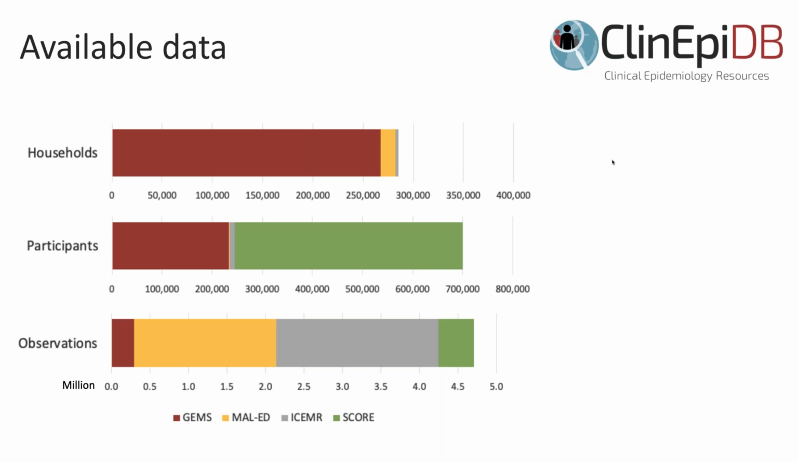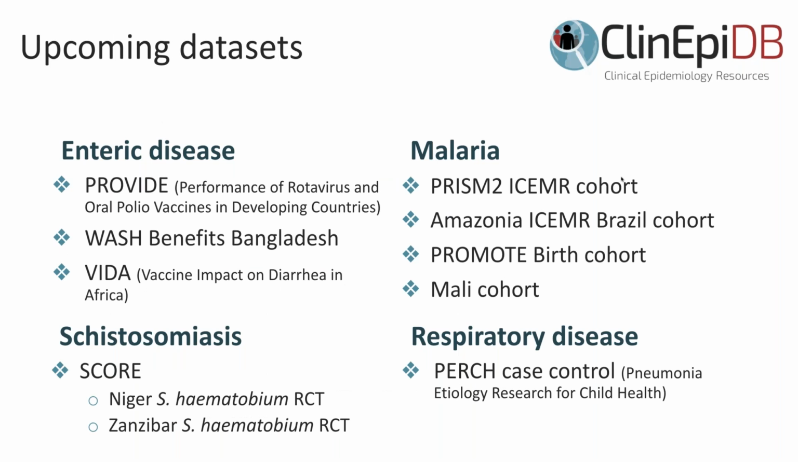We have integrated a lot of data. Here you can see that for our observation level data, we have almost 5 million unique observations. Data has been integrated for around 700,000 participants, and also nearly 300,000 household level data points.